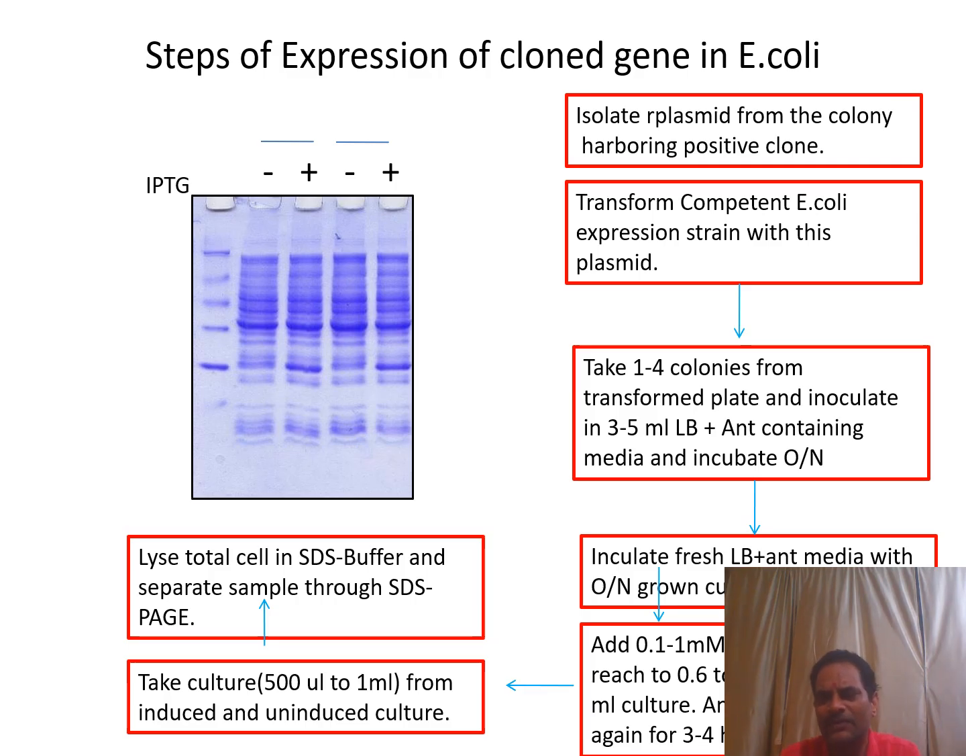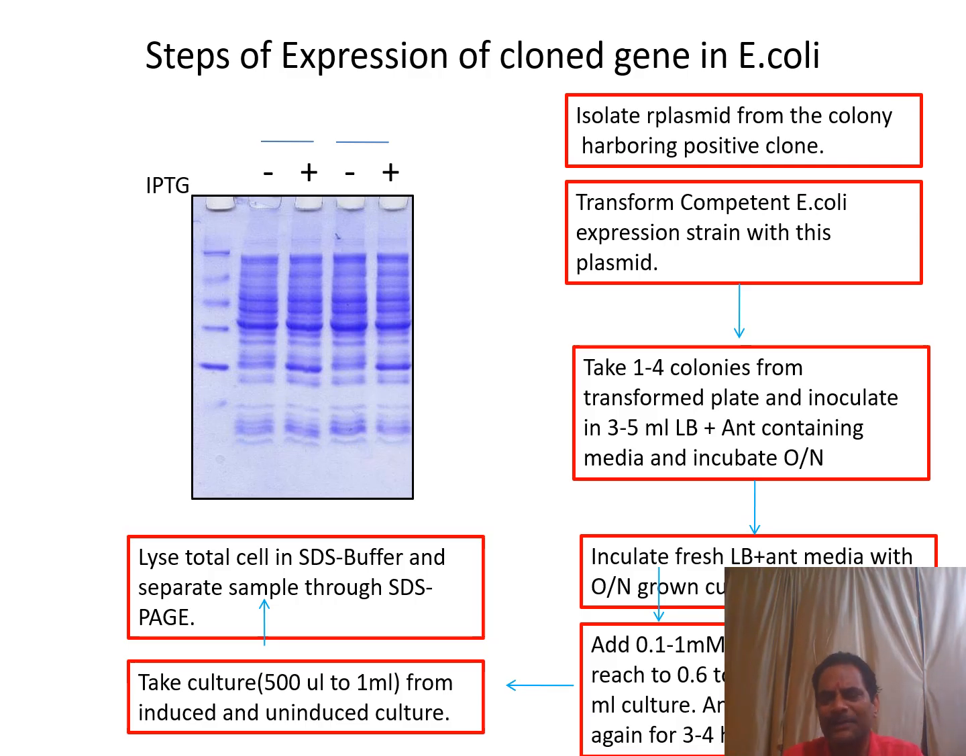And then, again on the second morning, we take 4 tubes with fresh media, and we again inoculate from the overnight grown culture. So that is called secondary culture. When this secondary culture grows up to 0.6 to 0.8 OD, then we add IPTG, 0.1 to 1 millimolar IPTG, which is an inducer.